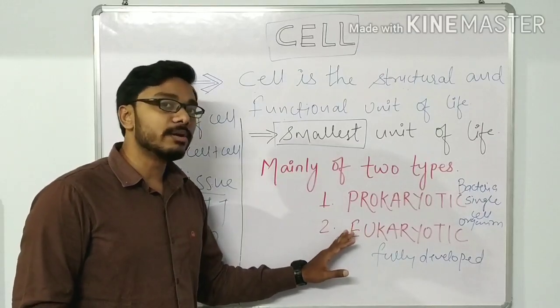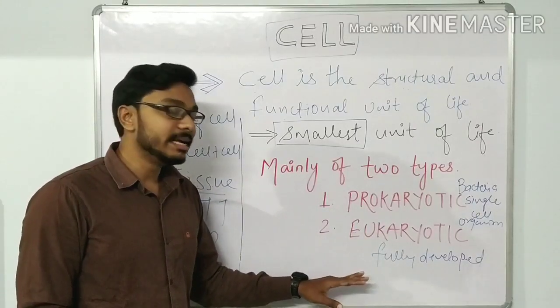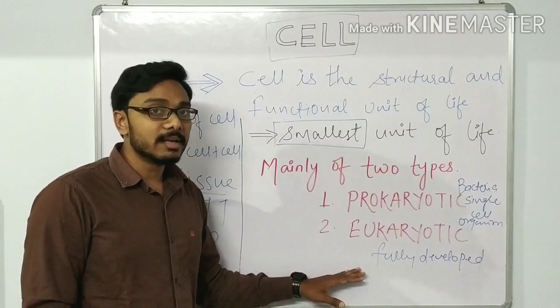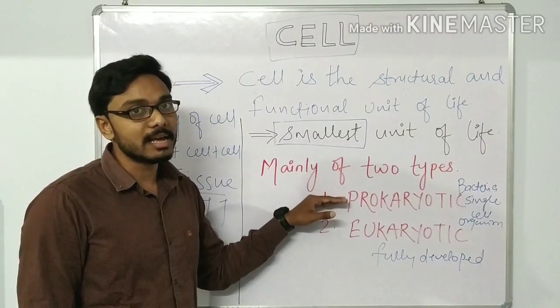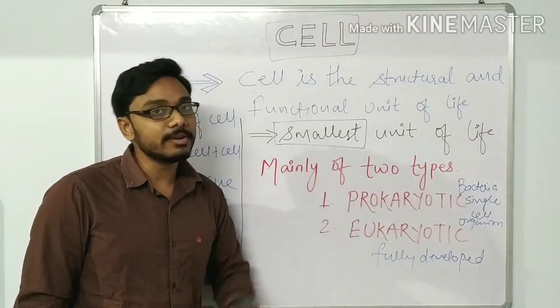That's why eukaryotes are known as fully developed cells, and they are found in humans and other living animals, and prokaryotic cells are found mostly in bacteria, viruses and single-celled living organisms.